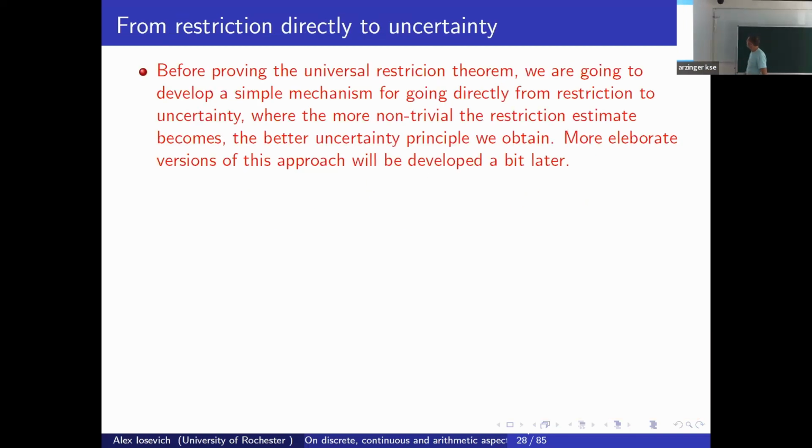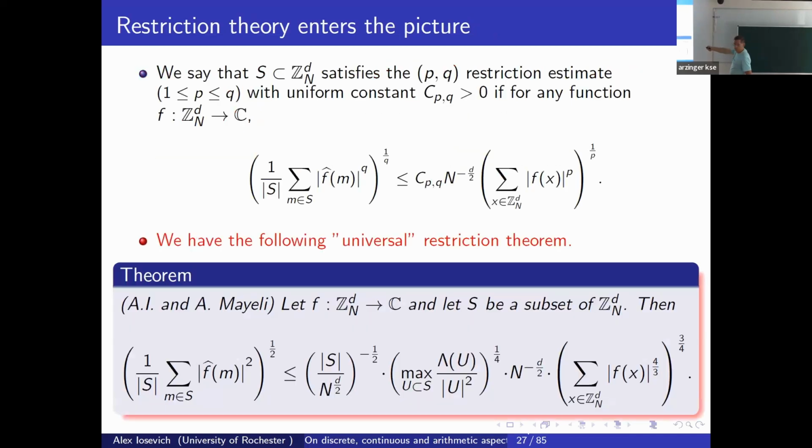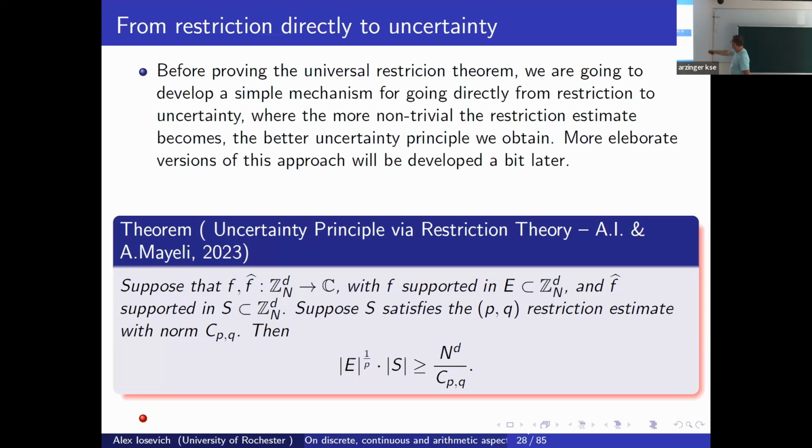Before we prove the universal restriction theorem, what I want to describe is a very simple mechanism that tells us that we can always improve the classical uncertainty principle if we have a restriction estimate. This is a theorem from last year, again joint work with Zita Maeli. Suppose that f and its Fourier transform are signals from Z_n^d to C, f is supported in E, and the Fourier transform of f is supported in S. Is the setup clear? Suppose that S satisfies the PQ restriction estimate. We know what that is. It's this right here. Then the size of E to the 1 over p times the size of S is bigger than or equal to n to the d over CPQ.